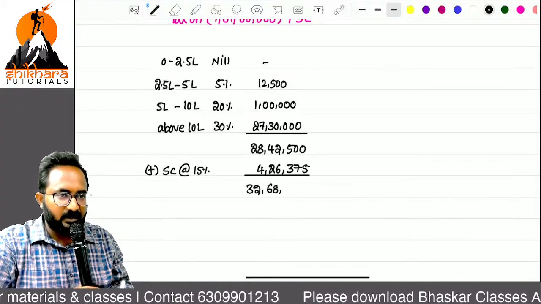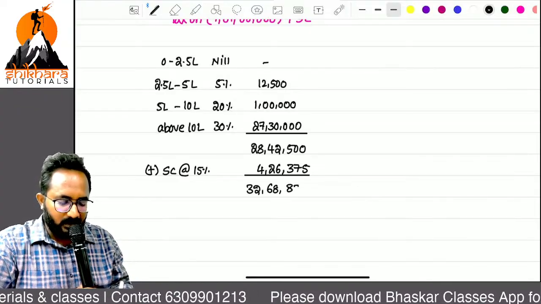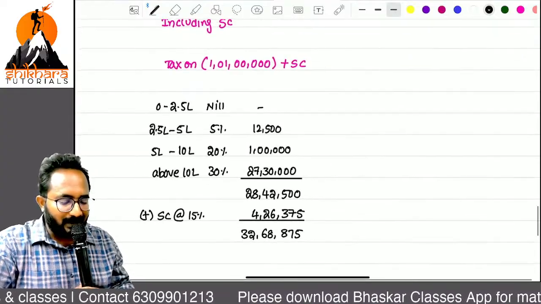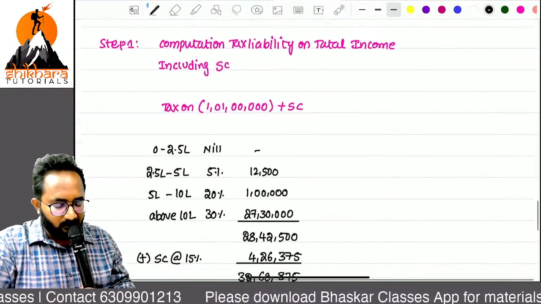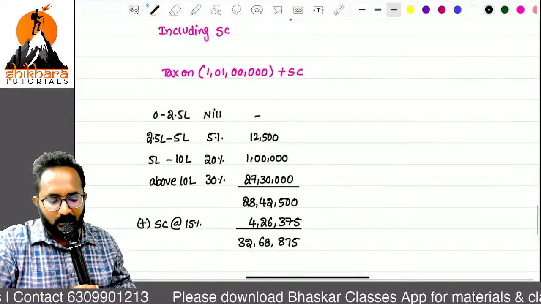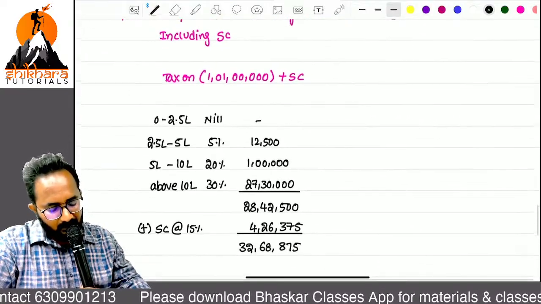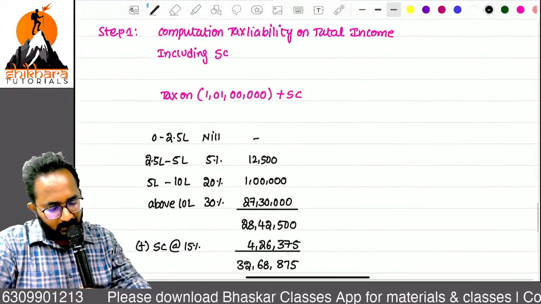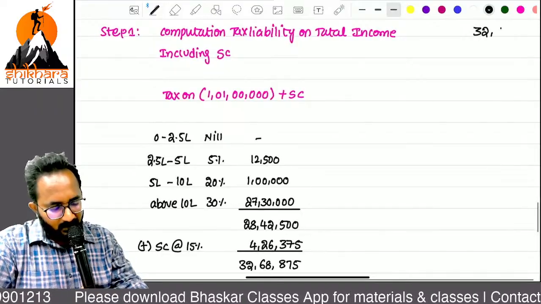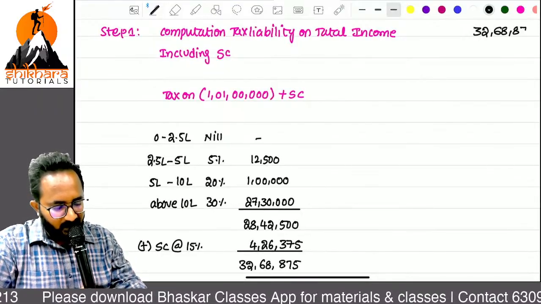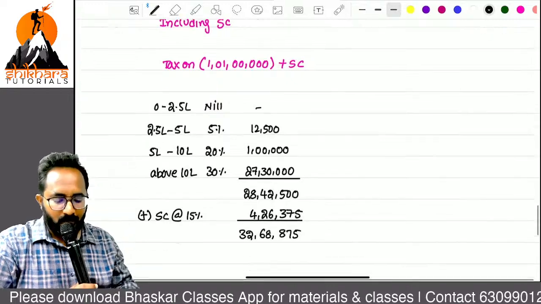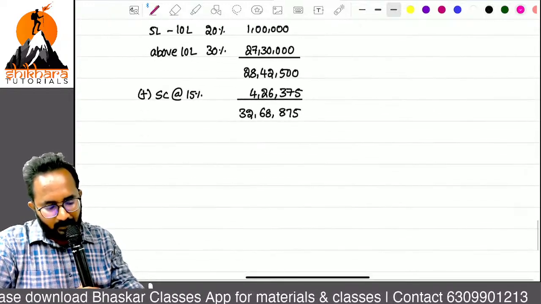32 lakh 68,875. So don't add health and education cess. This is only your step 1 answer. All of you are getting the same answer, 32 lakh 68,875. Now, what is the step 2?